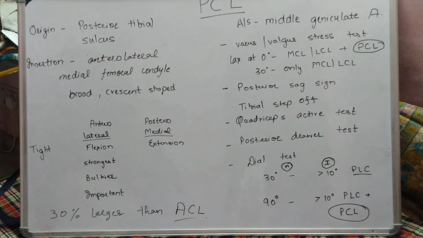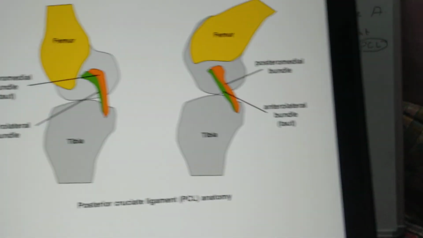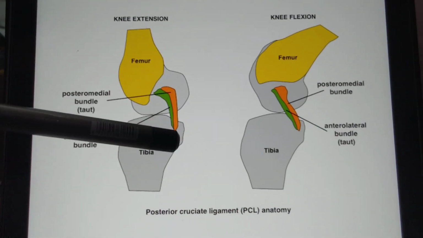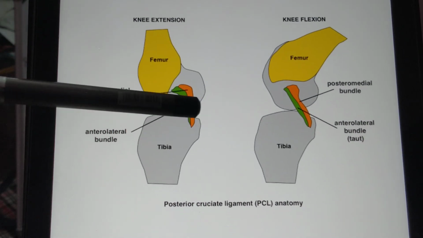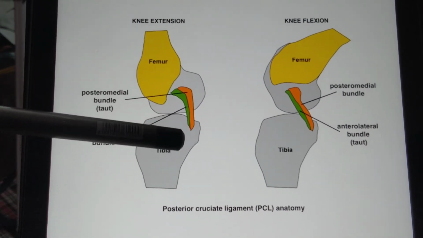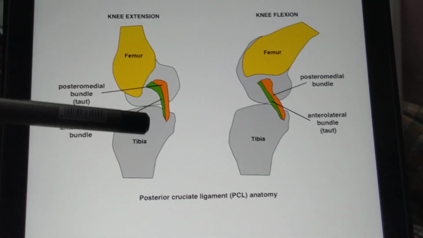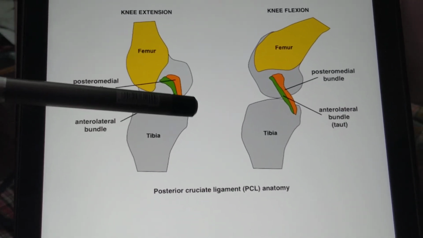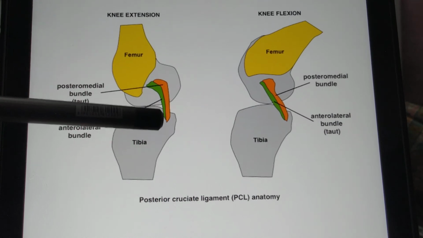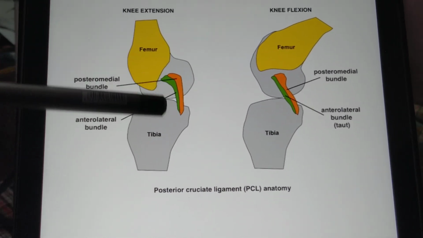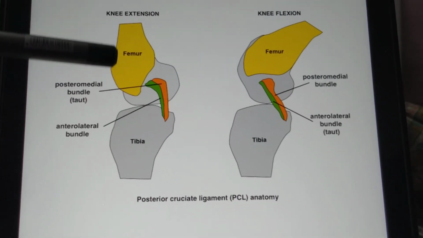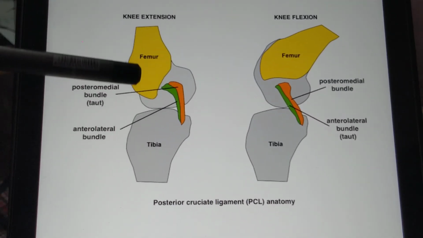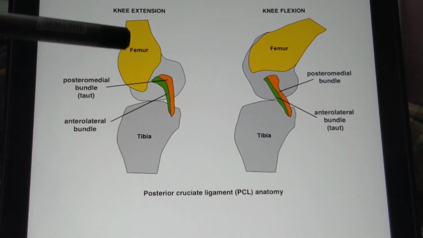Starting with the origin and the insertion, it originates from the posterior tibial sulcus. This is an extra-articular part of the proximal tibial surface, posteriorly known as the posterior tibial sulcus. Then it runs proximally, anteriorly and medially to get inserted over the medial femoral condyle. It gets attached to the anterolateral aspect of the medial femoral condyle.